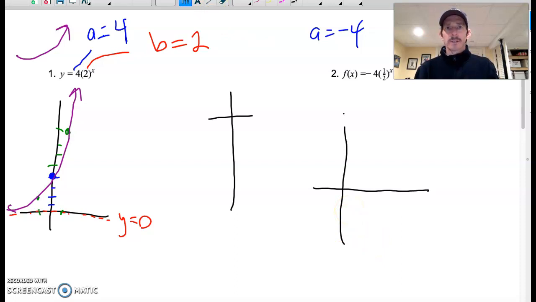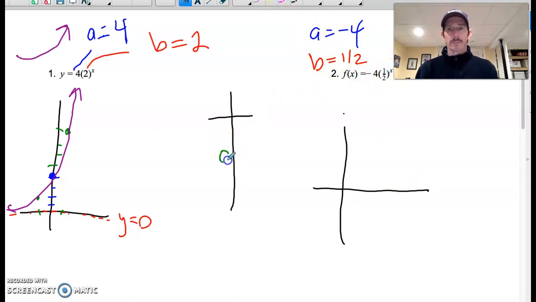My B value is 1/2. So notice that's very different than a 2. So 2 gets bigger and bigger and bigger. So a half is that graph that gets smaller and smaller and smaller. So there's two things going to be happening. If there were no negative here, this graph would kind of compress, but the negative is going to flip it over. And again, no matter what I'm talking about here, I've got no transformation.